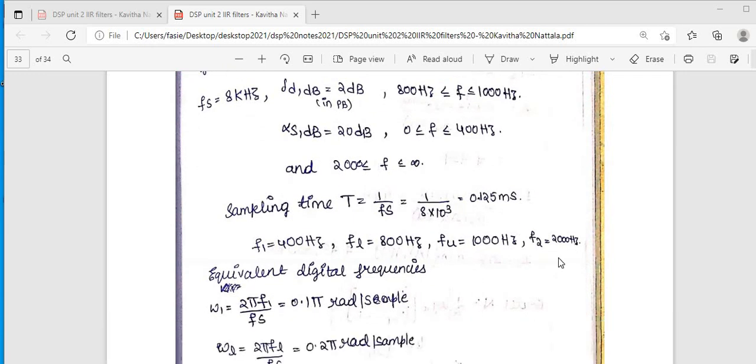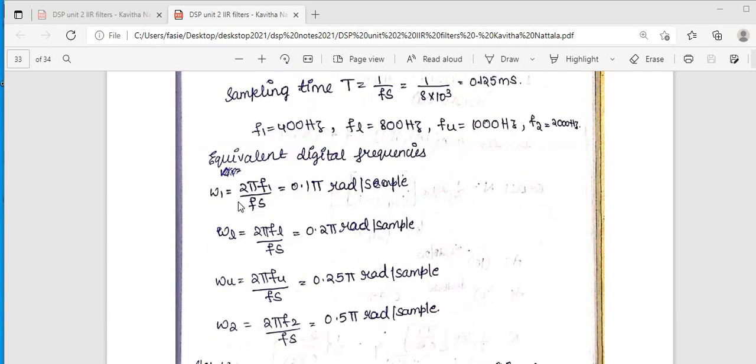Next, finding omega 1, because it is in hertz, right? We have to convert into radian per sample. For that, we write 2 pi f by fs. So 2 pi f1, which is 400, divided by fs, which is 8 kilo, that is 8000. If you do it, it will be 0.1 pi. FL is 800 by fs, 8000. So 8 cancels, and 10 is left in the denominator. So 2 by 10 is 0.2 pi.